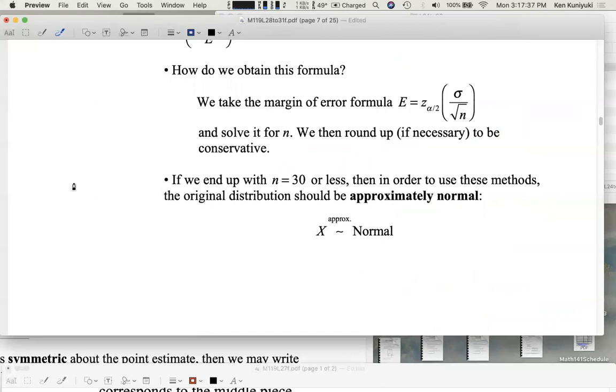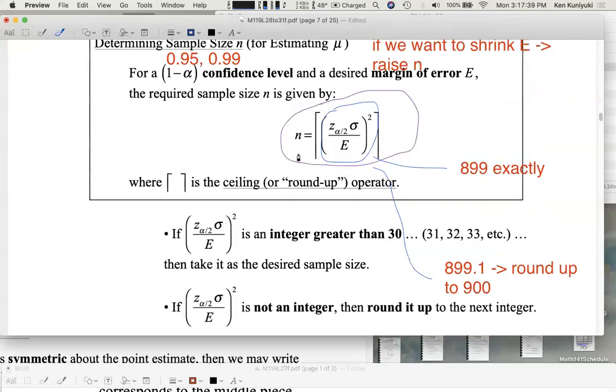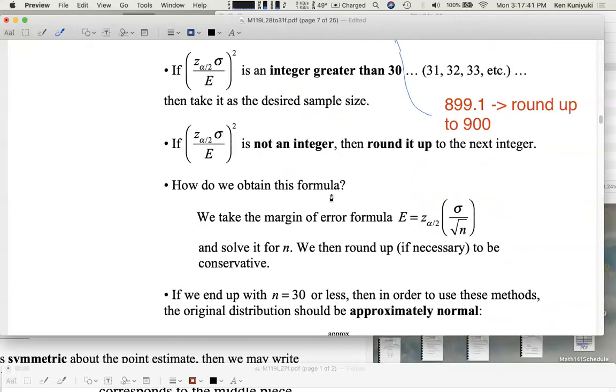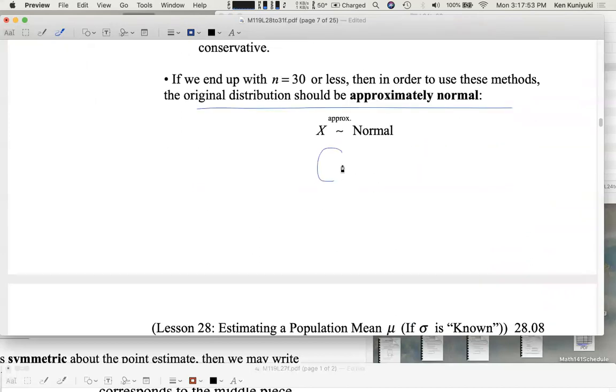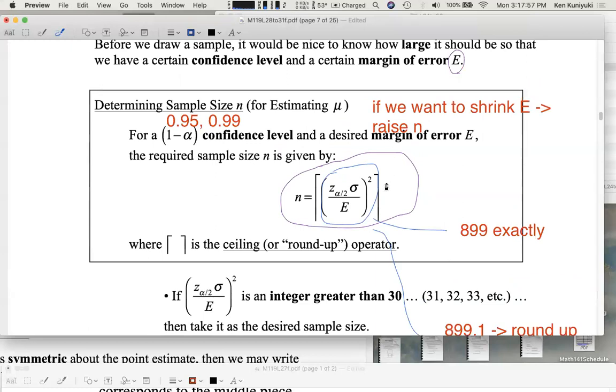As I said before, it helps if this is greater than 30. But if it's not, then in order to use these methods, the original distribution better be approximately normal. So we have to add in that condition, so that the CLT applies. If the sample size is big enough, if it's beyond 30, then we don't really have to worry about that normality issue.